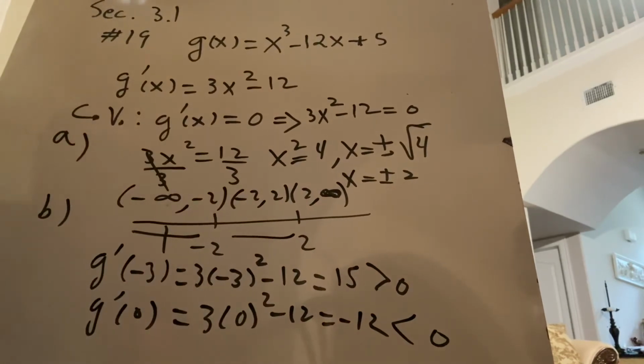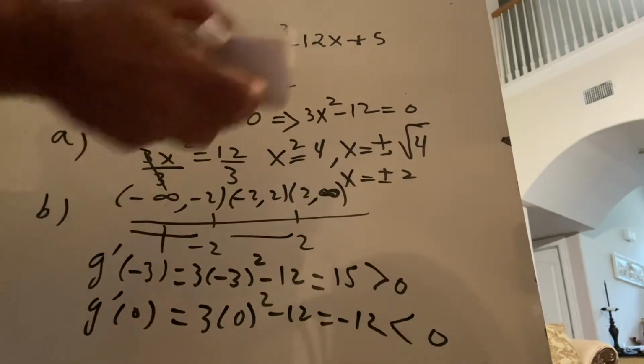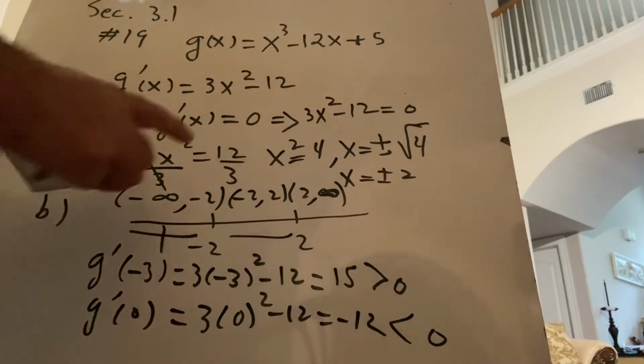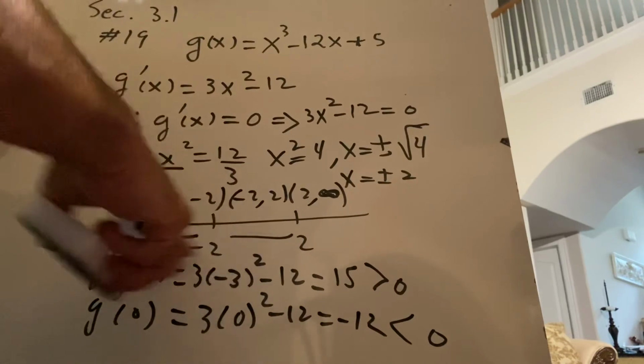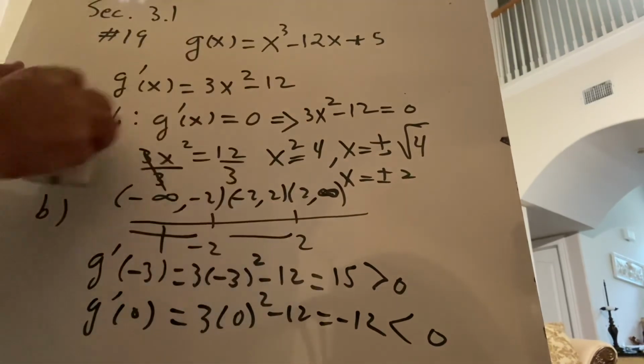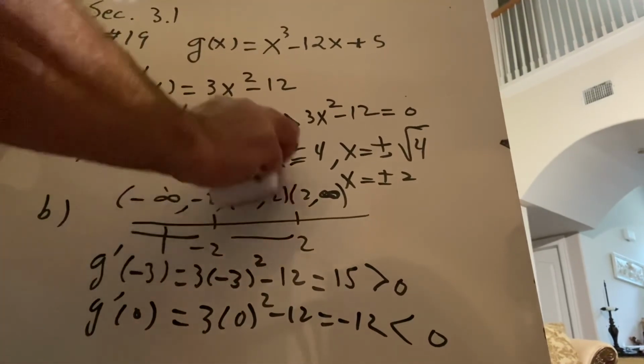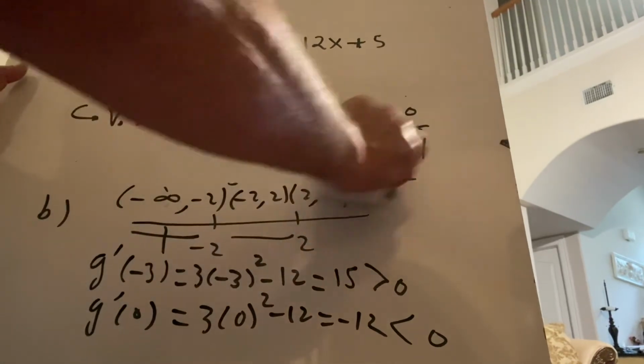And finally, let me move it up here. We already got the critical values. I'm going to erase part A. So the critical values are 2 and negative 2. To answer part B, we split the number line at those values. And then we'll just look at the sign of the derivative over each of these intervals, okay?